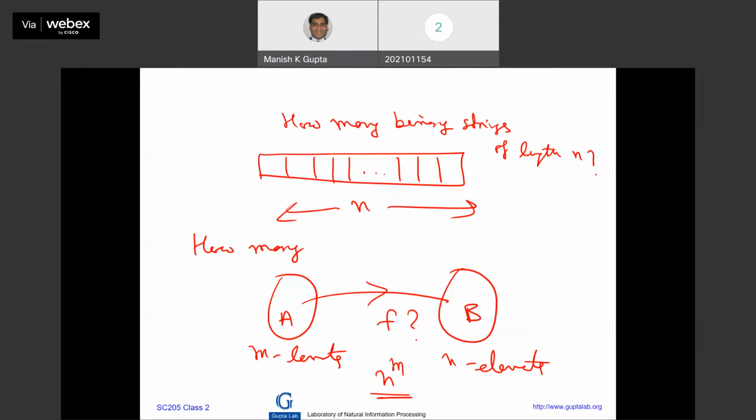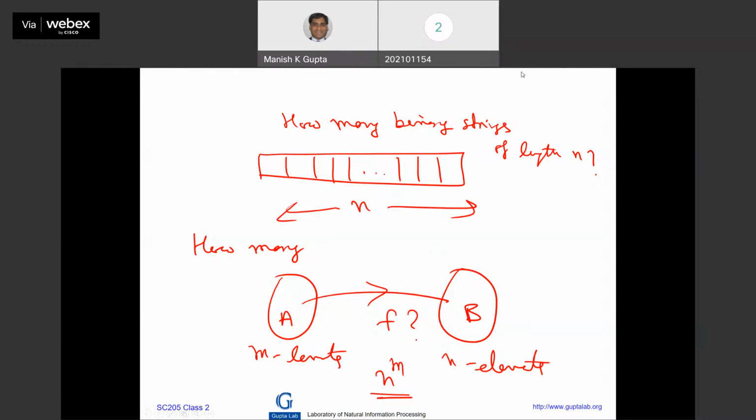For each of the m elements of the domain, you need to remember, a function corresponds to a choice of one of the n elements for each of the m elements, right? So by the product rule, how many such functions are there? n into n into n, m times, which is n raised to power m. Right?